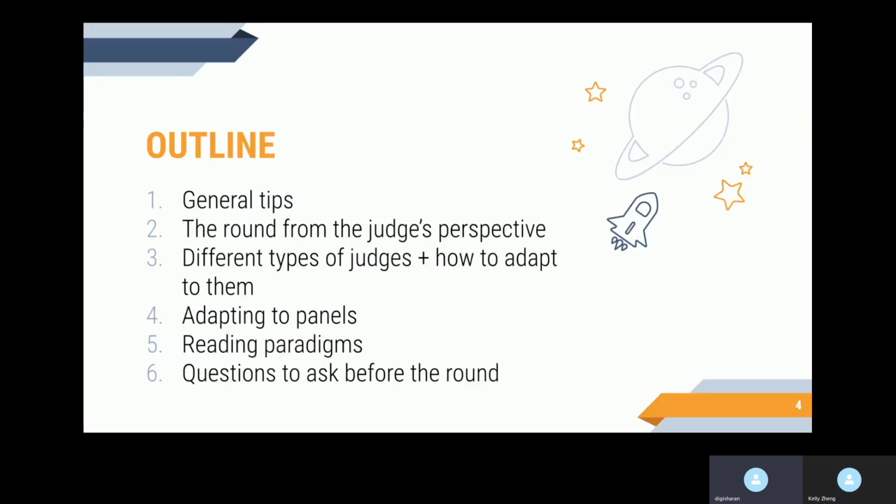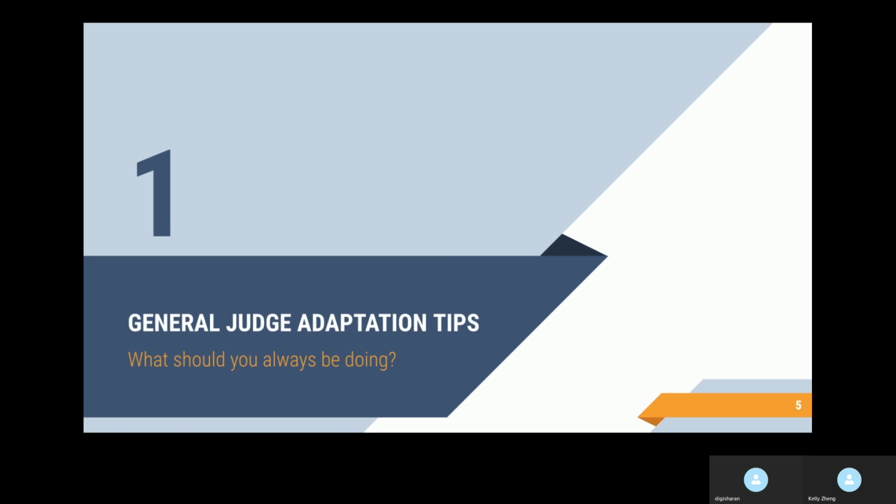So today we're going to talk about judge adaptation and things you can do for each type of judge. We'll start by talking about some general tips. We'll talk about what judges look for, what kinds of judges exist, and how to adapt to them if you're on a panel. Okay, so starting off with section 1, we'll talk about what you should generally always be doing in a round, regardless of what type of judge you have.